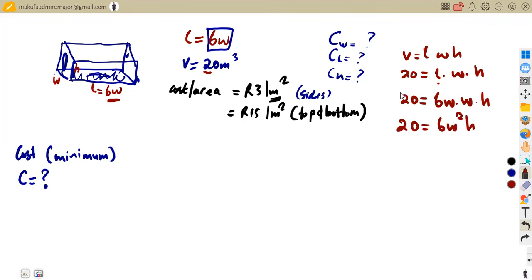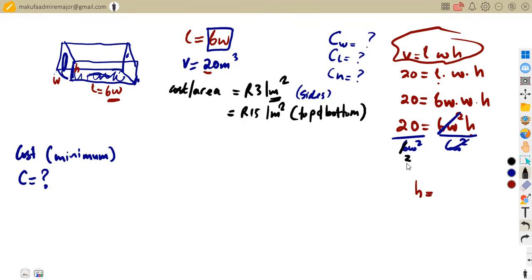So from this volume, what is it that we are actually obtaining? We can just make H the subject, since it's difficult for us to make W the subject. So we divide by 6W squared on both sides. If you divide by 2, that's going to be 3. Or just on your calculator, guys, it's going to give us 10 over 3. So we obtain H equals 10 over 3 W squared. Remember, W represents the width, which is the breadth.